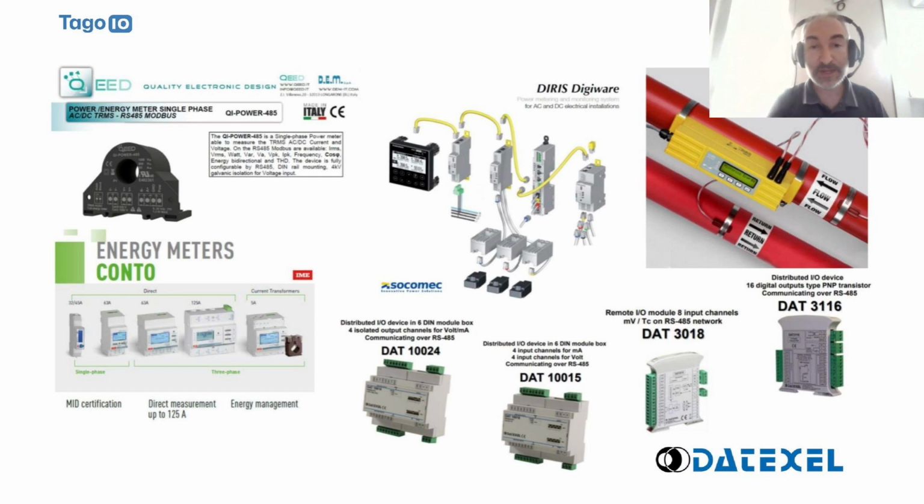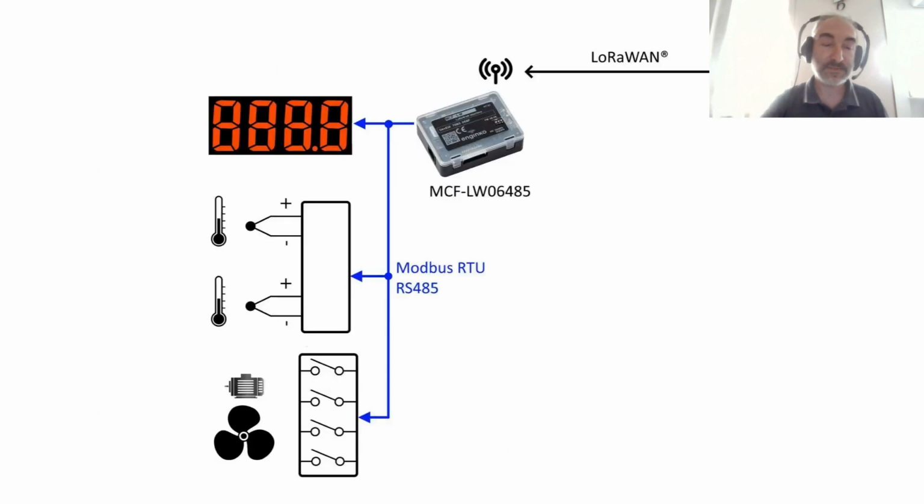And thanks to the Tago platform, you can handle this data in the best way to make it very easy to read and also very easy to send data to the field. So, as an example, using our MCF-LW06-485 Modbus to LoRaWAN device, we can connect an LCD display, a thermocouple sensor, and a fan controller. With the thermocouple, you can read the external temperature, display it on the LCD display, and turn the fan on or off based on the temperature. The logic of the system is in the application, on Tago, but the connection to the real world is made through the Modbus line with our interface.